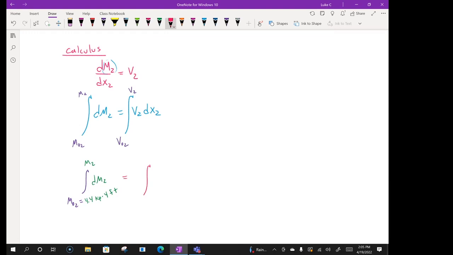Equals. Oops, I did a big boo-boo. This is not V. This is x naught 2. Fix that, because your limits always are on the right side of the d's. So this is x naught 2, which we defined as 0, and we're going to go to x2. In v2, we plug in minus x2 squared over 6 minus 3.6 dx2.